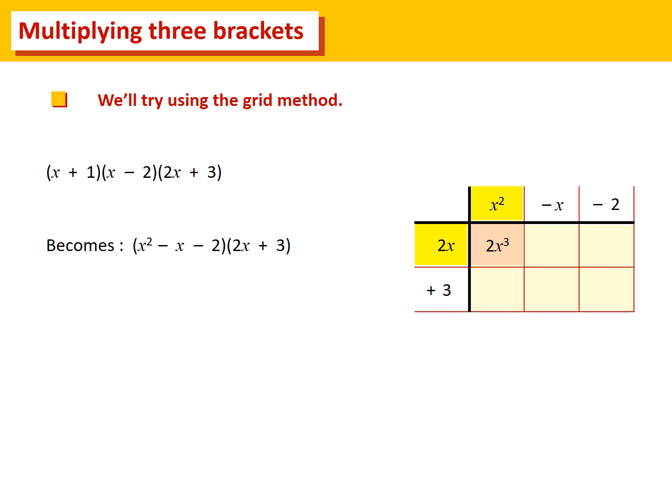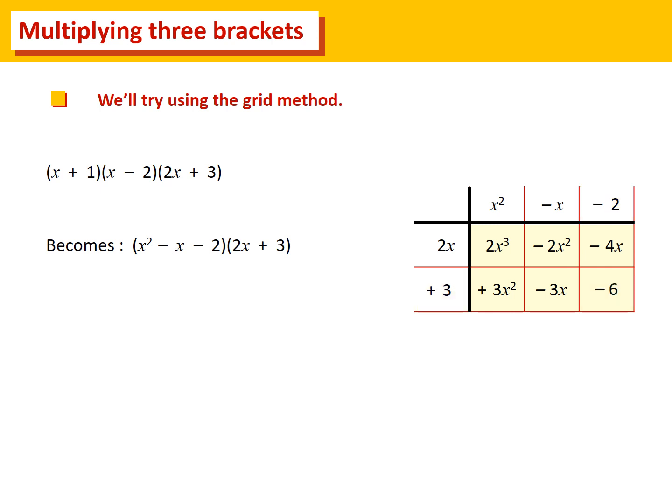squared is 2x cubed. 2x times minus x is minus 2x squared. And finally, minus 2 times 2x is minus 4x. Along the bottom row, 3 times x squared is 3x squared. 3 times minus x is minus 3x. And finally, a positive 3 times minus 2 is minus 6.